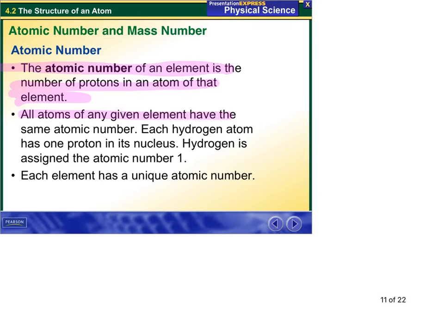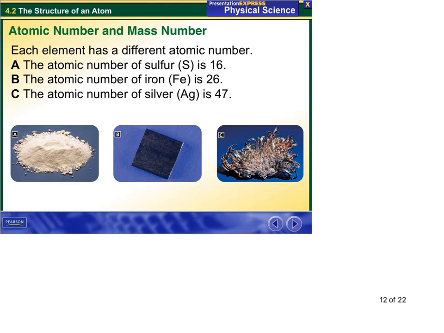All atoms of any given element have the same atomic number. Each hydrogen atom will always have one proton in its nucleus, so hydrogen is given the atomic number 1. And each element has a unique atomic number. The arrangement of the periodic table is based on atomic numbers. On the periodic table, you'll see that sulfur is element number 16. Iron is element number 26. Silver, element number 47.